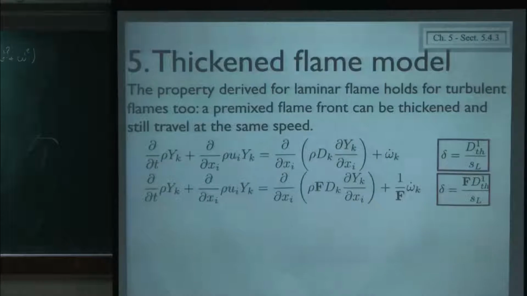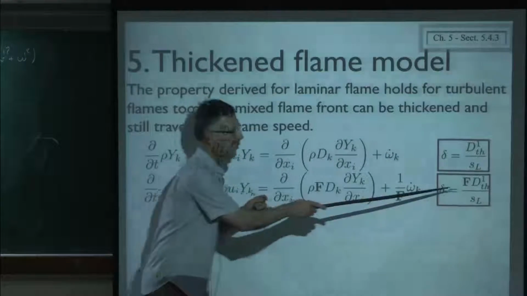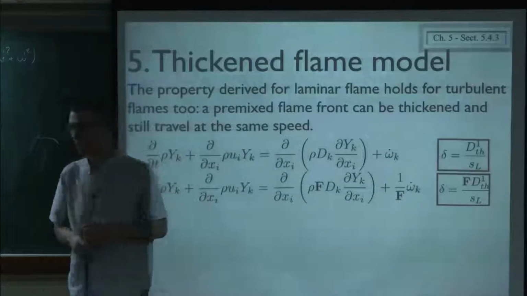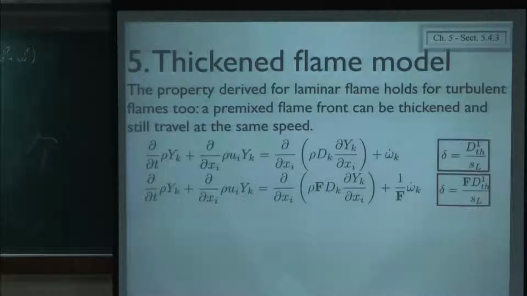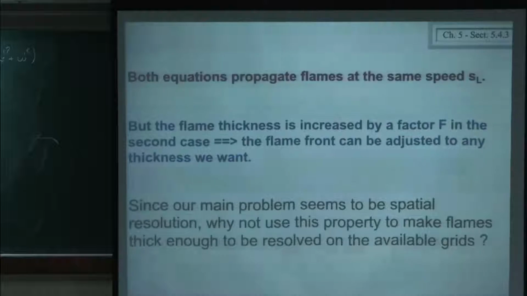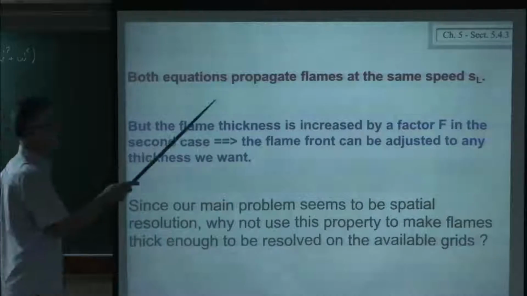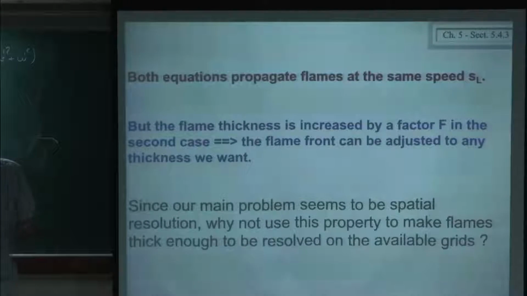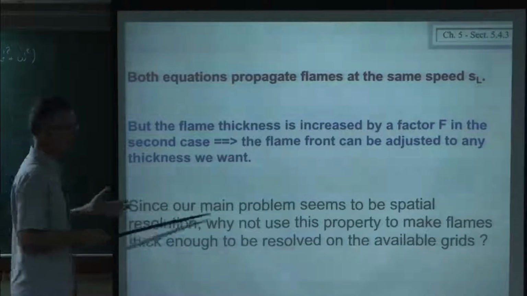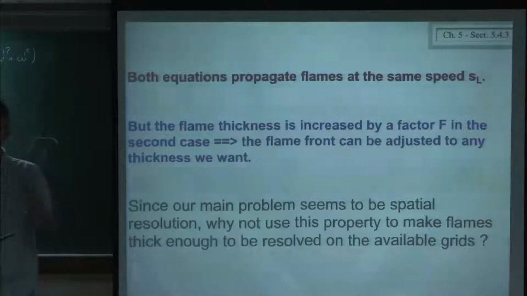That's a rigorous statement. And the flame thickness is more, and it's thickened by a factor f. So this has many interesting properties: these two equations propagate flames at the same speed, but with resolution constraints which are much less. Since our main problem, and I've said that already today, is that these flames are so thin we cannot resolve them, let's make them thicker. At least we'll have the right speed, but with a resolution that we control.